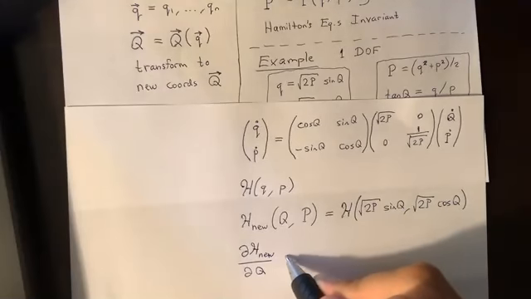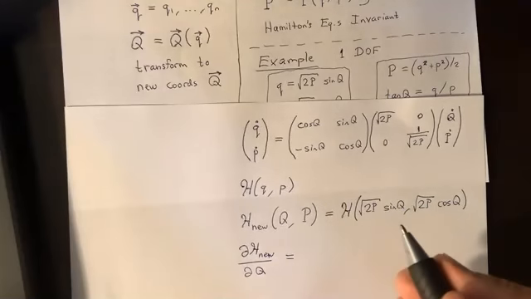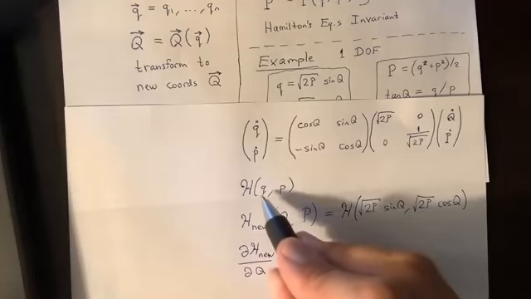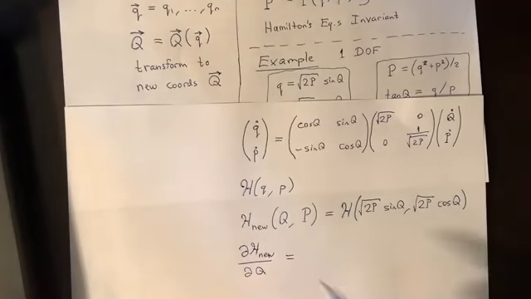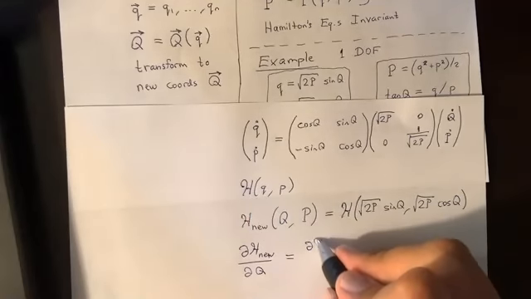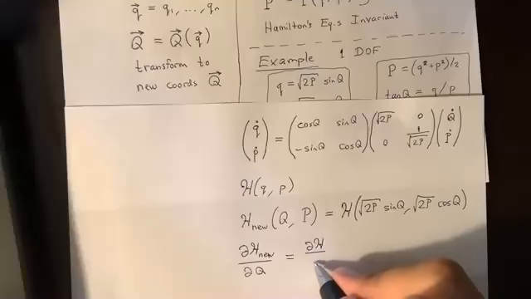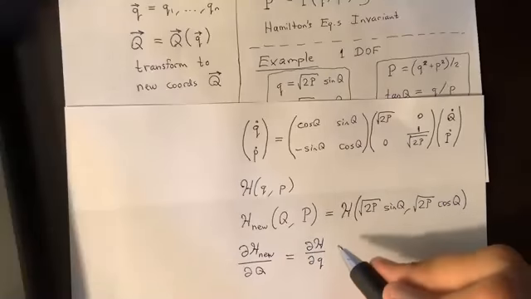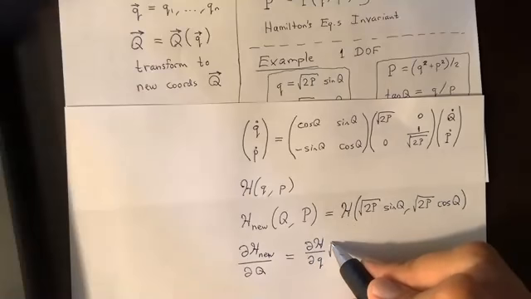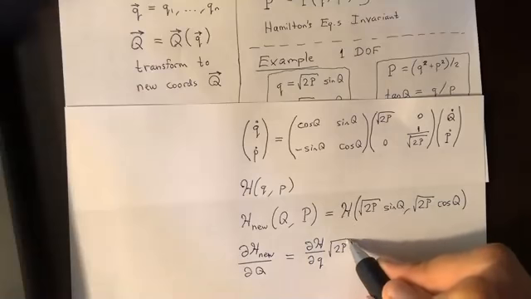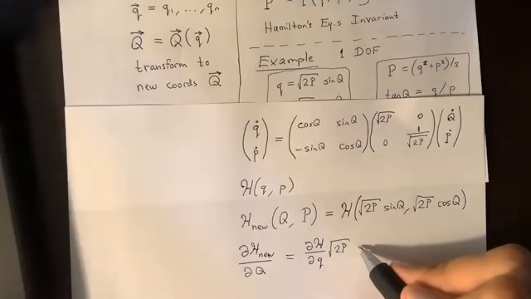So when we differentiate this new Hamiltonian with respect to capital Q, we have the partial derivative of that function, we simply call it partial h, partial q. And we have this, the chain rule tells us we have a multiplicative factor. So there's a square root of 2P, cosine from the derivative of that, cosine q.